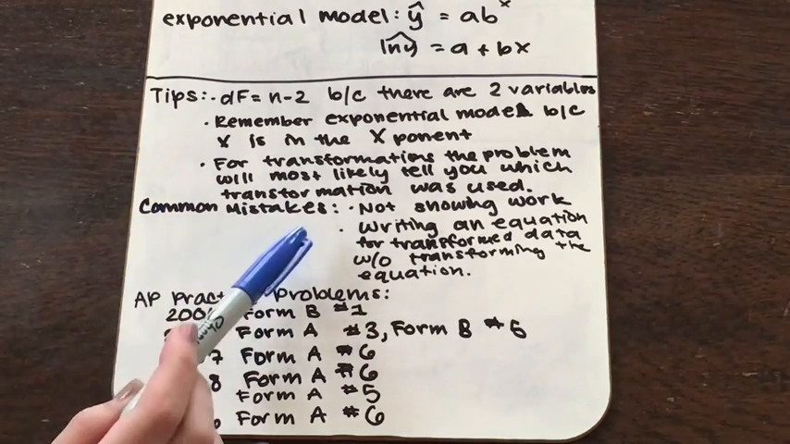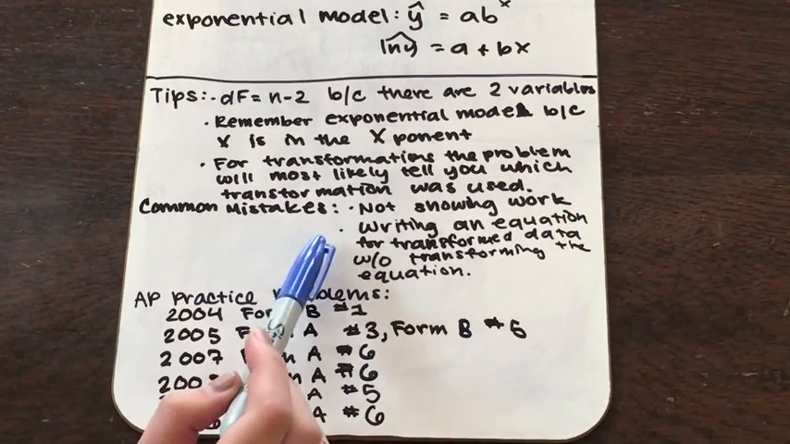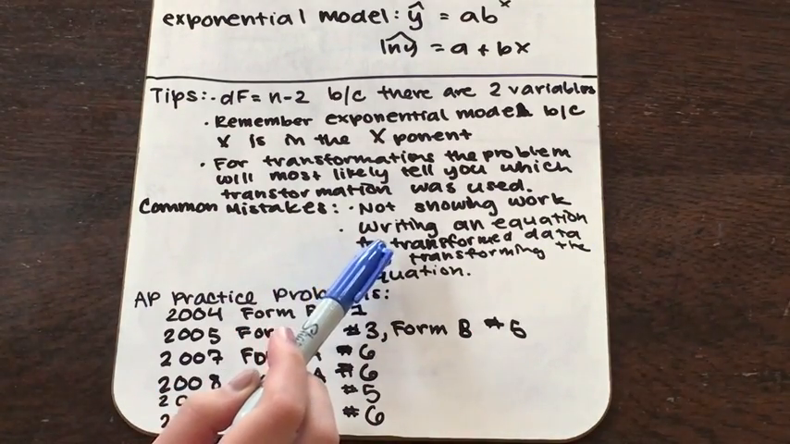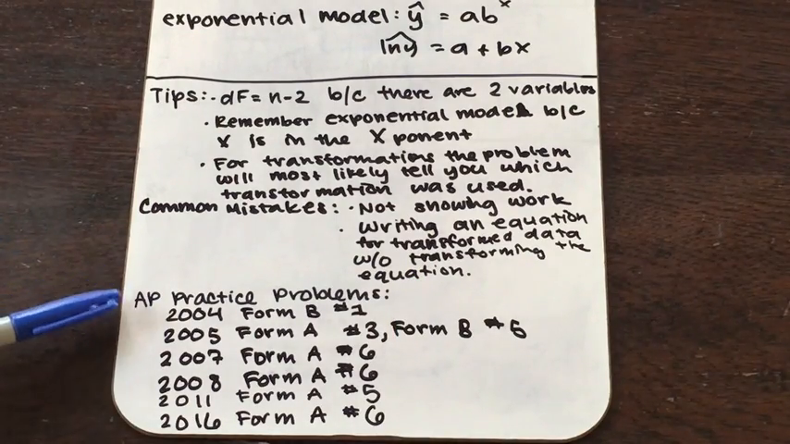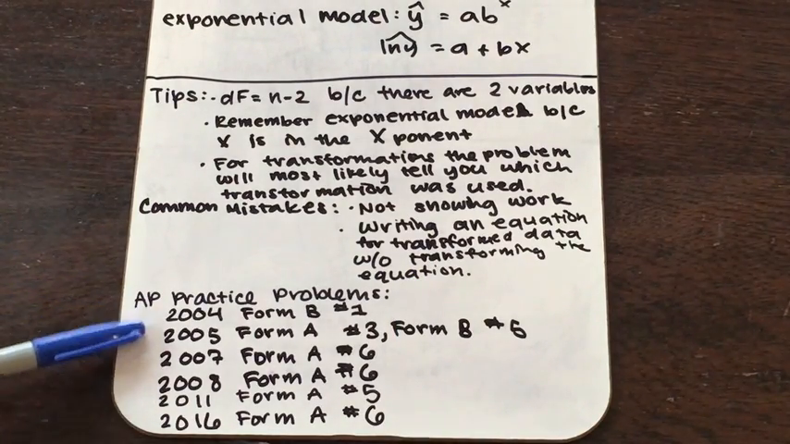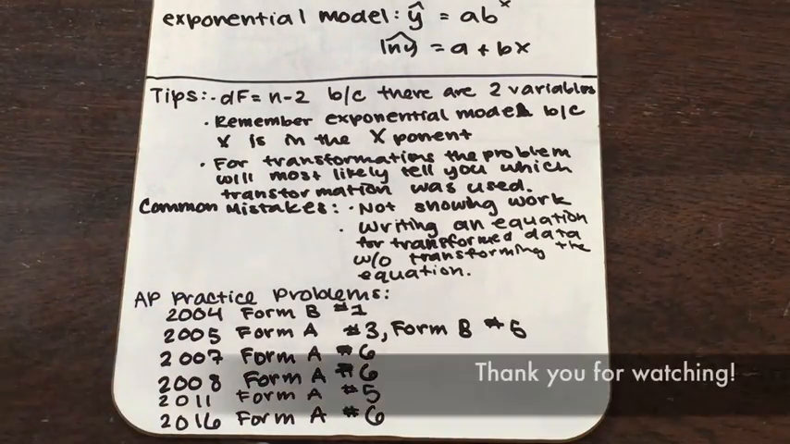And then there are some common mistakes. One is not showing work when you use a calculator. Another is writing an equation for the transformed data without transforming the equation. And then here are some AP practice problems you can do on linear regression. There are some from 2004 to 2016, both forms that you can do.